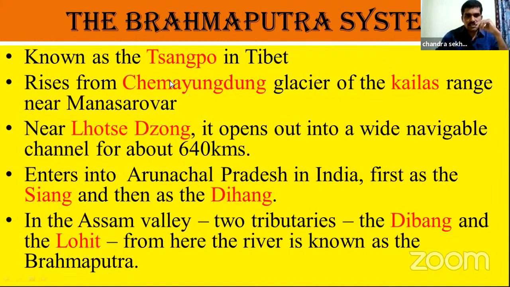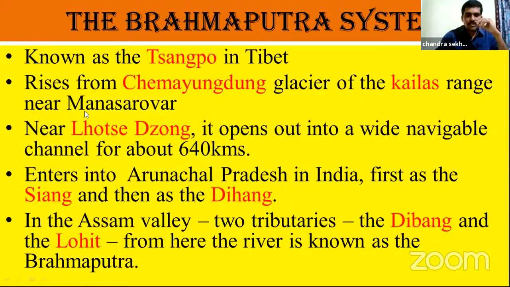The river rises from the Chamayung Dong Glacier. Now, we only discussed the Ganga river. The Ganga river starts from Gangotri glacier and Satopant glacier. Like that, the Brahmaputra river also starts from the Samayungdong glacier of the Kailas range near Manasa Sarovar in the Tibetan plateau. Near Lodze Dozang, it opens out into a wide navigable canal for about 640 kilometers. From Lodze Dozang onwards, for 640 kilometers, it is useful for navigation also. Then it enters Arunachal Pradesh in India.